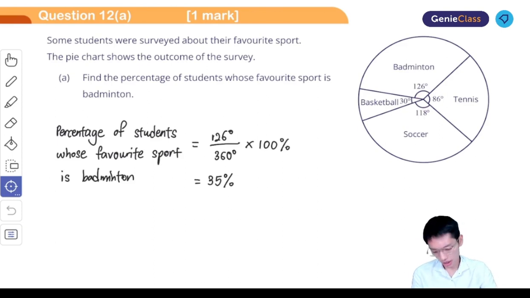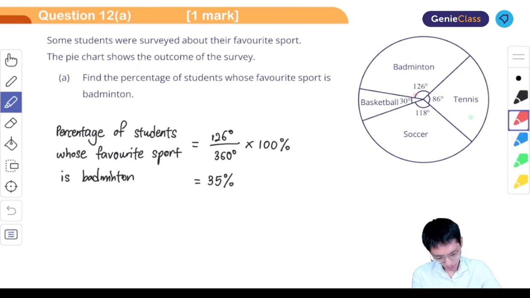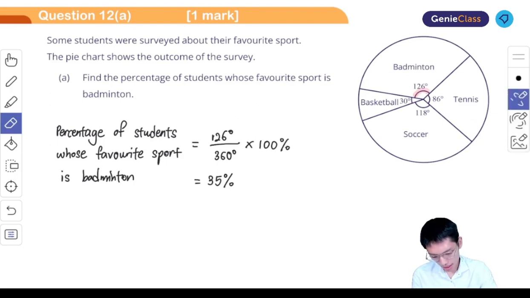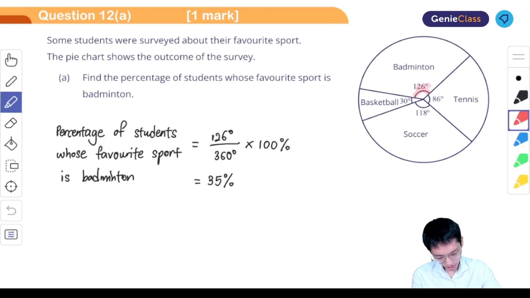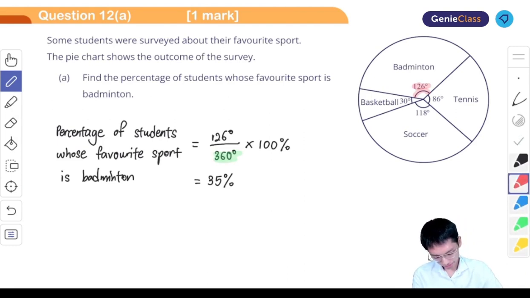So we are just finding the proportions of the angles here. Here you see, badminton is 126. Total angle is 360. So we are just finding the proportions, and they want percentage. Give it to them. This is your 1 mark. This one is rather straightforward. But the next part is the more interesting part.